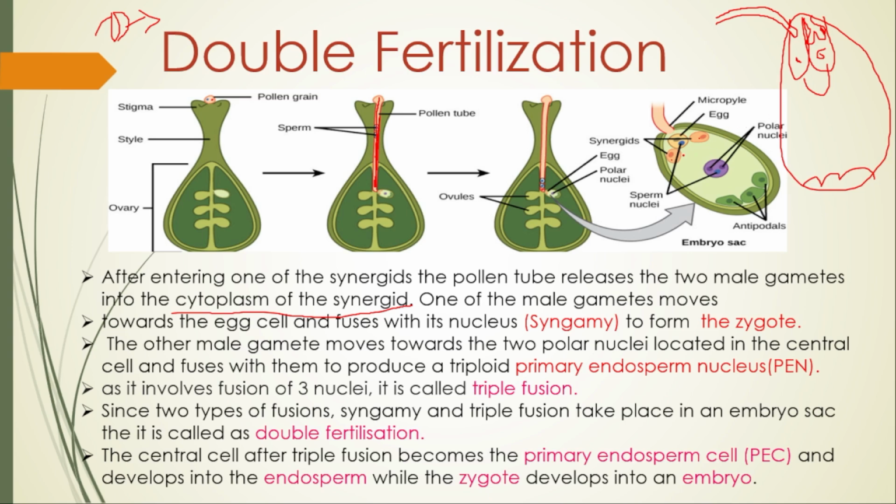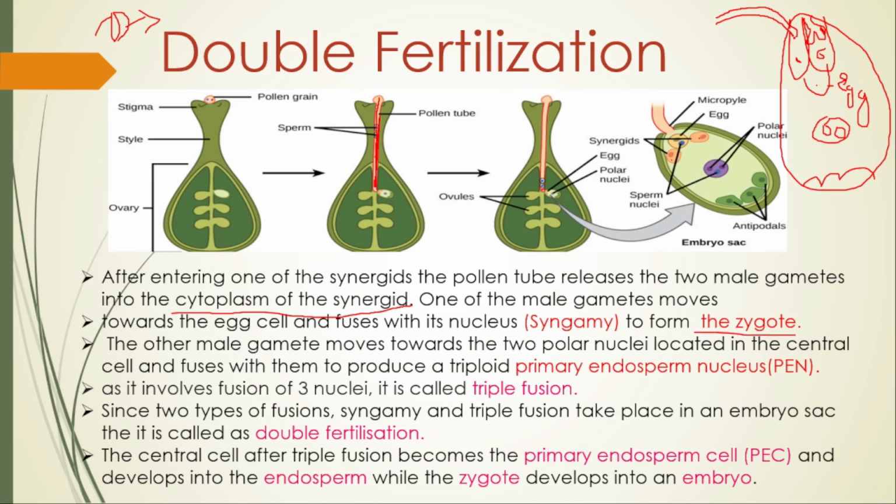After the entering, what happens? The male gametes will be released. After releasing, one male gamete will move towards the egg. This one is the egg actually. One of the male gametes will fuse here and one more will move towards the central nuclei, where there are 2 nuclei, the polar nuclei, isn't it? The first moves towards the egg cell and fuses with its nucleus to form a zygote.